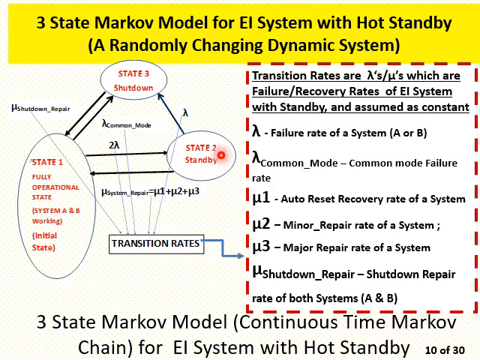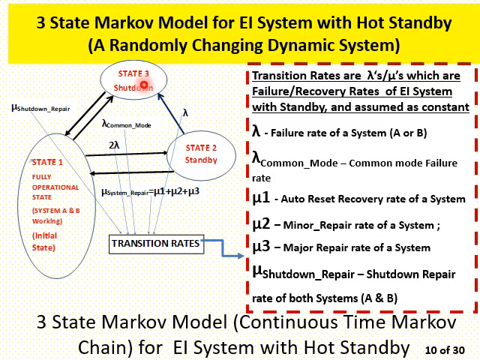Similarly, while in standby, before the system repair, that is, system A is still not repaired, if there is a safe detected failure in the standby system itself, then it will jump from state 2 to state 3 through this transition, arrow towards state 3, with a transition rate lambda. That is the failure rate of the standby system, and it goes to state 3.